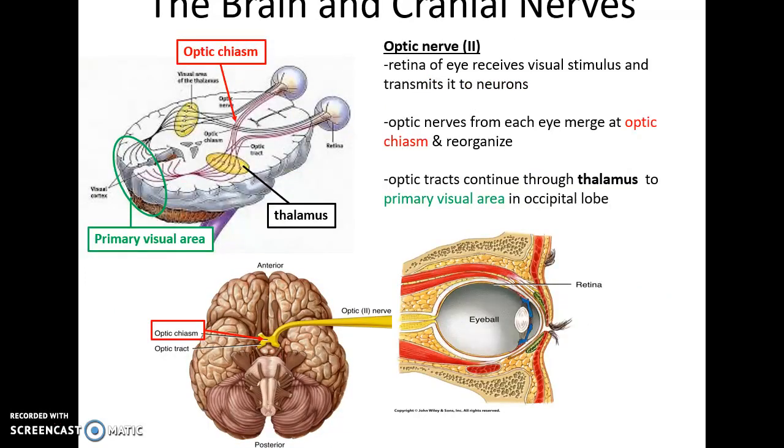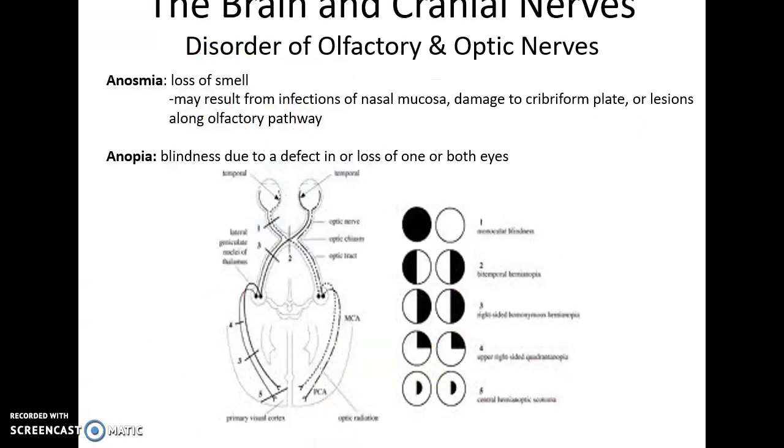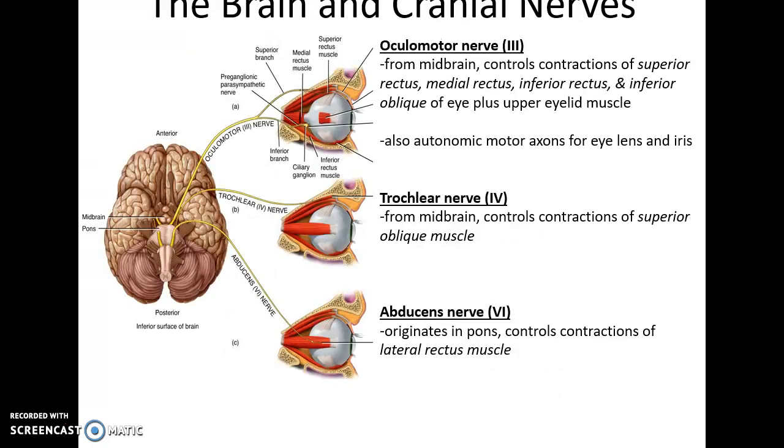You have the optic nerve, cranial nerve 2. It is taking information from the retina and transmitting that information through the optic nerves to eventually reach the primary visual area in the occipital lobe. The two optic nerves join up together at what's called the optic chiasm and reorganize. Then they pass through the thalamus to the primary visual area. Anosmia, loss of smell, anopia, blindness, due to a defect in one or both eyes or damage to them.